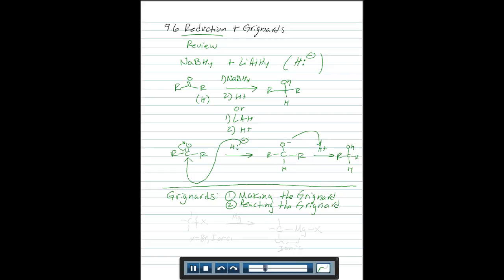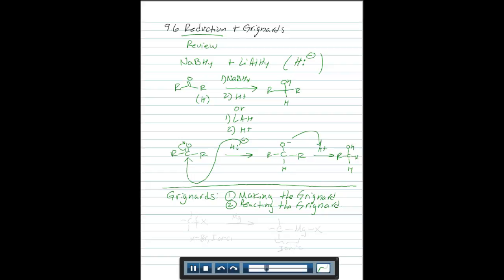Victor Grignard was a scientist back in the early to mid-1900s. He won a Nobel Prize for this. This is one of the most common reagents ever used. All right, so the first thing: how do you make a Grignard?